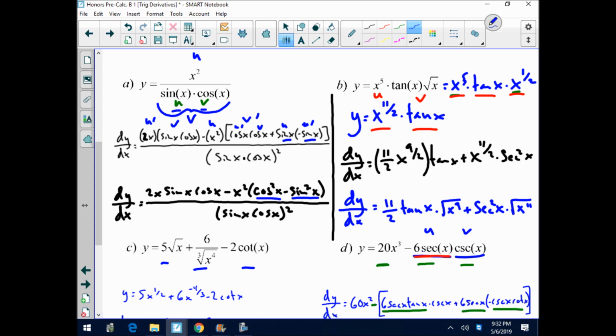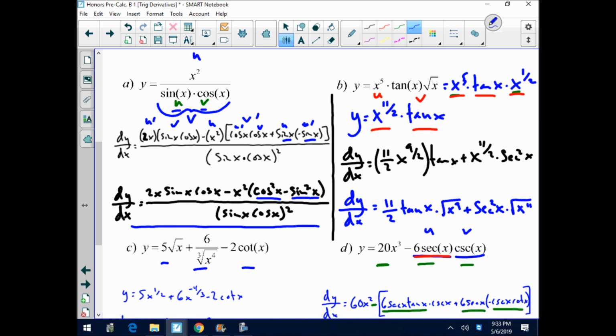And then basically for the first term, I just took down my parentheses, a little bit of simplification, not much. So our derivative finally here is dy dx as 2x sine x cosine x minus x squared times cosine squared x minus sine squared x over sine x cosine x squared. And of course, there's more simplifying we can do here, but this is the derivative, and it's a complete enough form of the derivative.